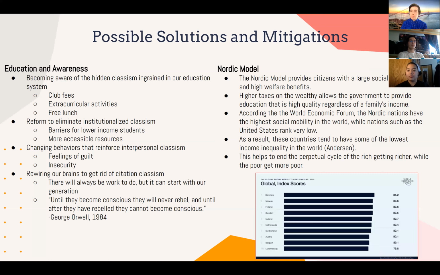Whereas in the United States, many students aren't able to go on to get a college degree because it's so unaffordable and unattainable. And as a result of everyone being given a high quality education, the Nordic countries tend to have some of the lowest income inequality as well as some of the highest social mobility. And this helps to end the perpetual cycle of the rich staying in their bubble and getting richer, while the poor get more poor.